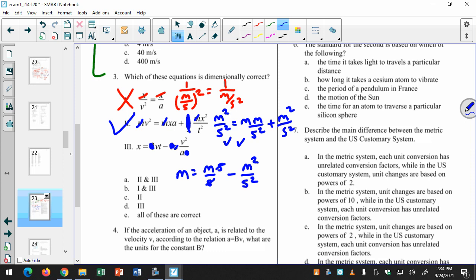Now the a, this is where you need to be careful. When I have something like that in the denominator, that is a variable that has fractional units in the denominator. I'm going to write that as second squared over meter. When it comes up into the numerator, I flip it. So that cancels out there, and then I lose one of those meters, and so it looks like this one is correct. So 2 and 3 are correct.